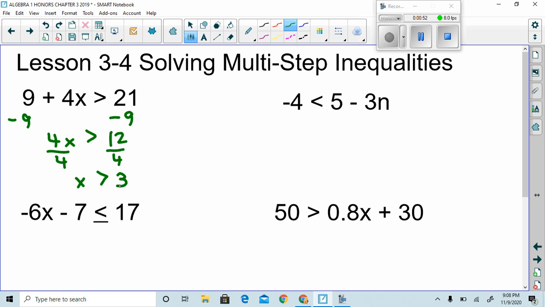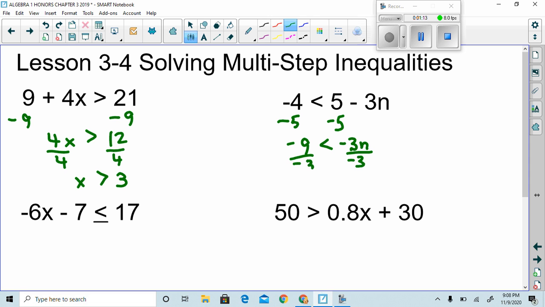On to our second problem. Again, we notice our variable is on the right, so at the end we're going to interchange to put it on the left. We'll start by subtracting 5 on both sides. That will give me negative 9 is less than negative 3n. We're going to divide by a negative 3.